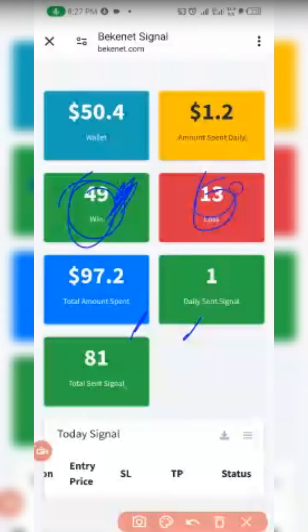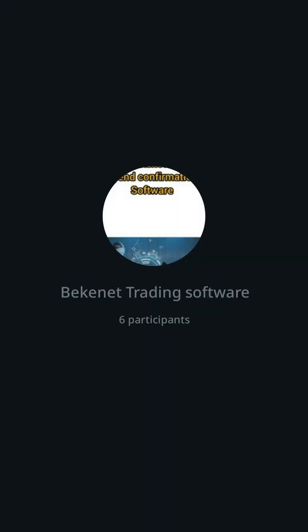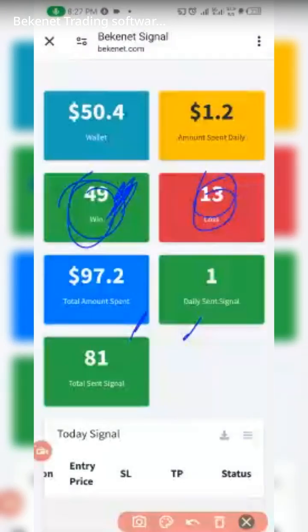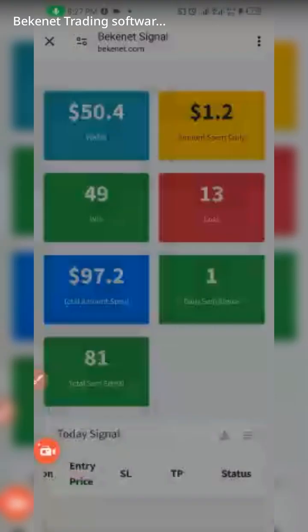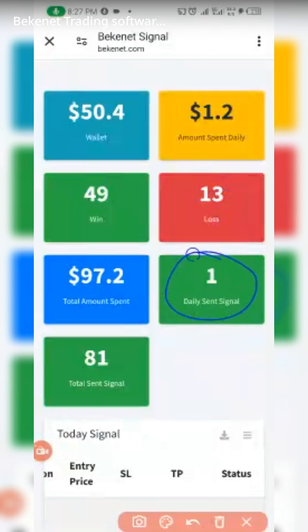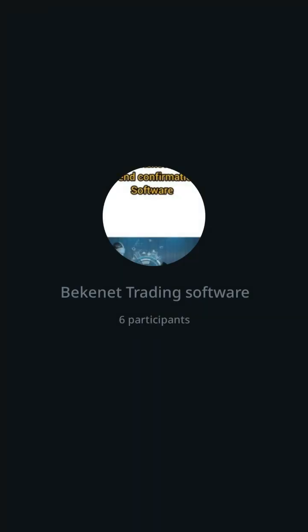So you can verify all the past trading history before you subscribe. Please verify it. If you know you can take this kind of trade where you win 49 and lose 13, you have to subscribe. As you can see, the system only sent me one signal today, which is Step 200. That just showed and debited me $1.02. That's everything about pay as you go. Very, very simple and straightforward.